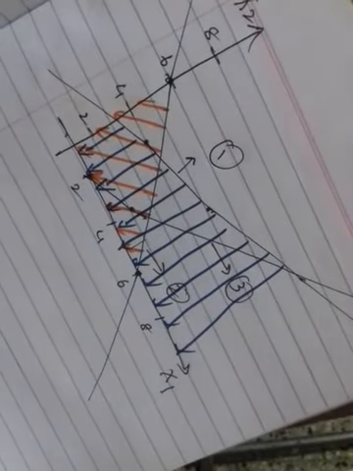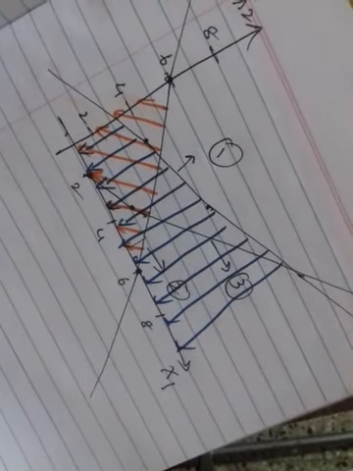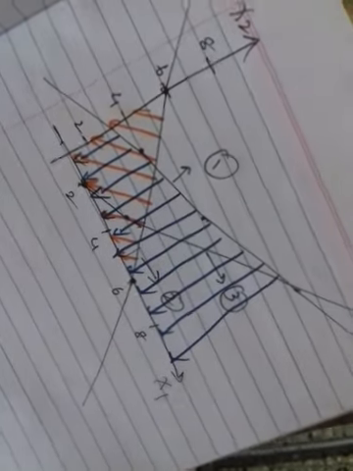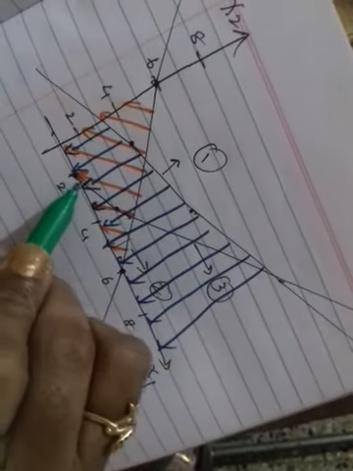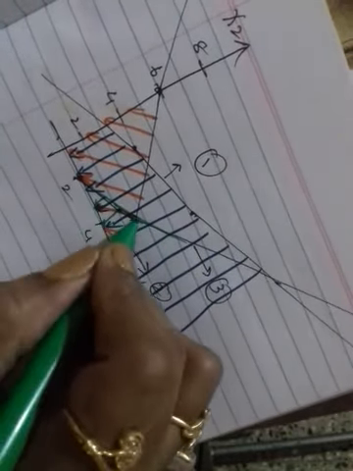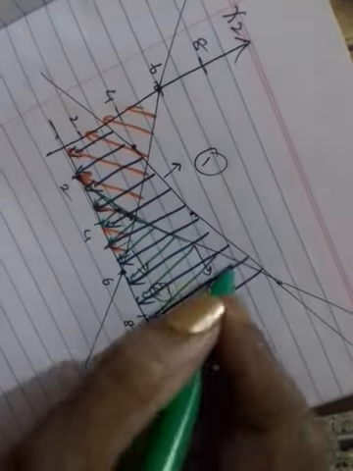Okay. And then the third is less than or equal to 0. See, the third line starts from here, isn't it? So less than or equal to, towards 0. So you have to draw like this. Okay.